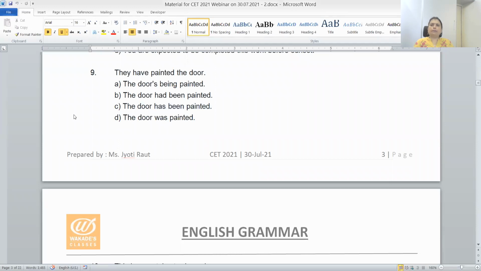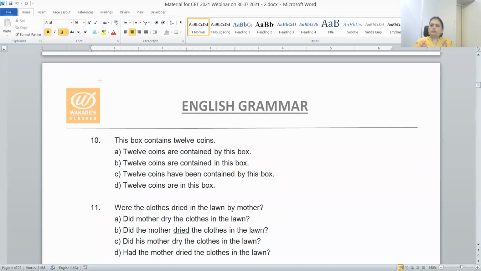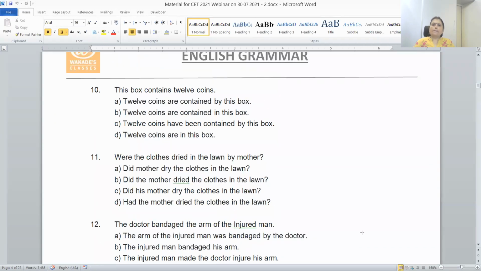Let's go to number 10. This box contains 12 coins. Which is the right answer, children? Children, option B is the right answer. Option B.